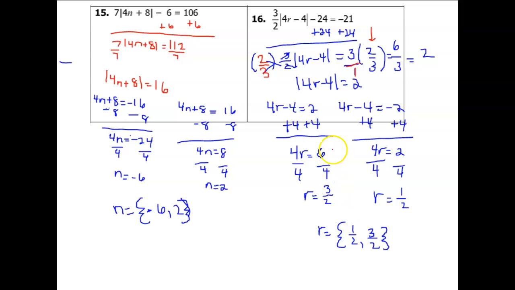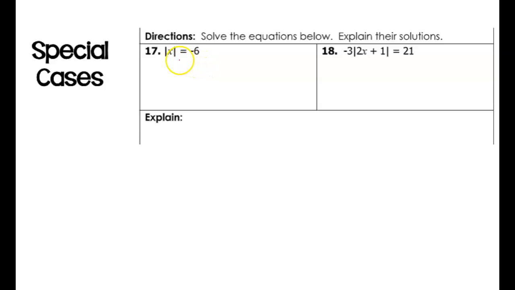Guys, let's really quickly talk about these special cases. Solve the equation and explain your solution. Well, let's look at number 17. Remember, I told you that the absolute value was the distance away from 0, right? It was how far away a number is from 0, okay? So what number 17 is saying is tell me what number has a distance of negative 6 away from 0.